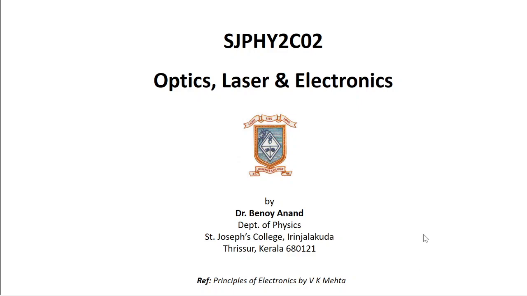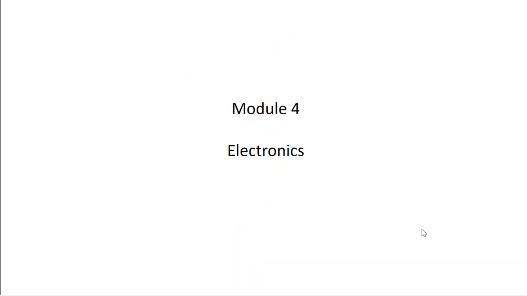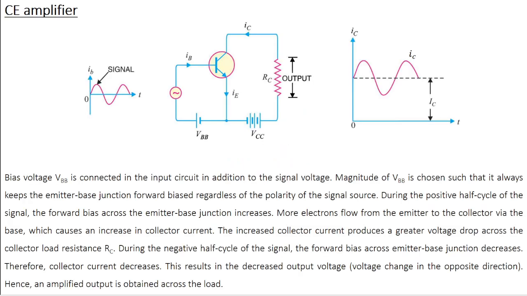SJPHY2C02 Optics, Laser and Electronics. The contents of today's lecture is taken from Principles of Electronics by V.K. Mehta. We will continue to discuss topics from Module 4, Electronics. In the last class, we discussed common base, common emitter and common collector configurations, and we have seen that the majority of transistor applications employ common emitter connection. Today's class, let's have a closer look at the working of a common emitter amplifier.